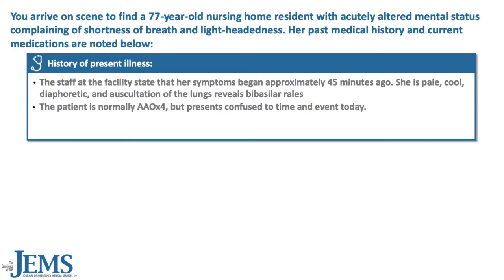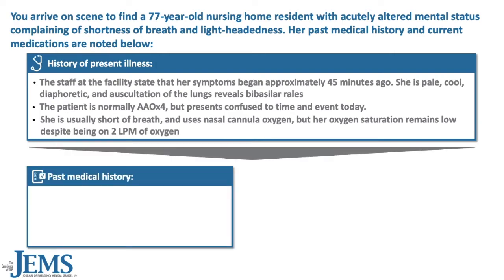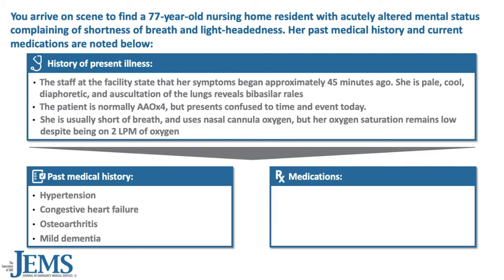She uses home oxygen via nasal cannula as prescribed by her doctor, but states that this episode is worse than her usual shortness of breath symptoms and that the oxygen is not helping. She has a history of hypertension, CHF, arthritis, and dementia, for which she takes lisinopril, furosemide, alendronate, and ibuprofen.